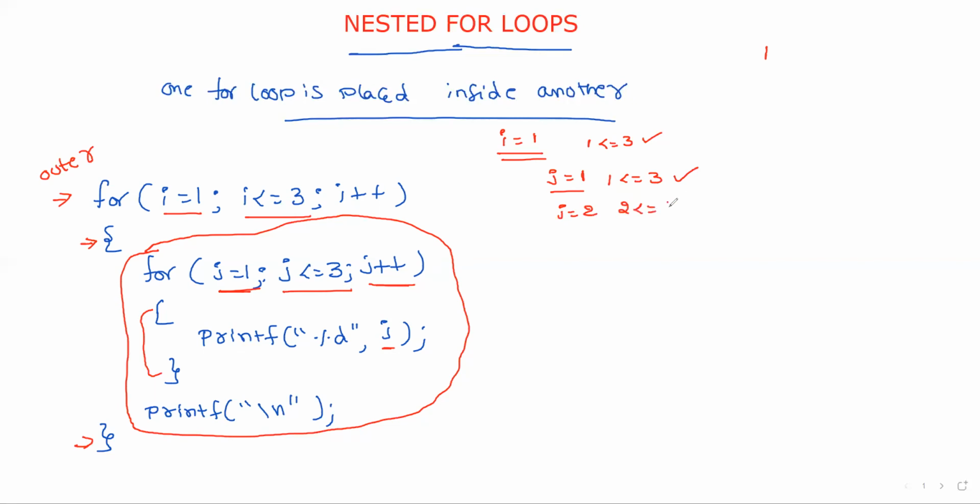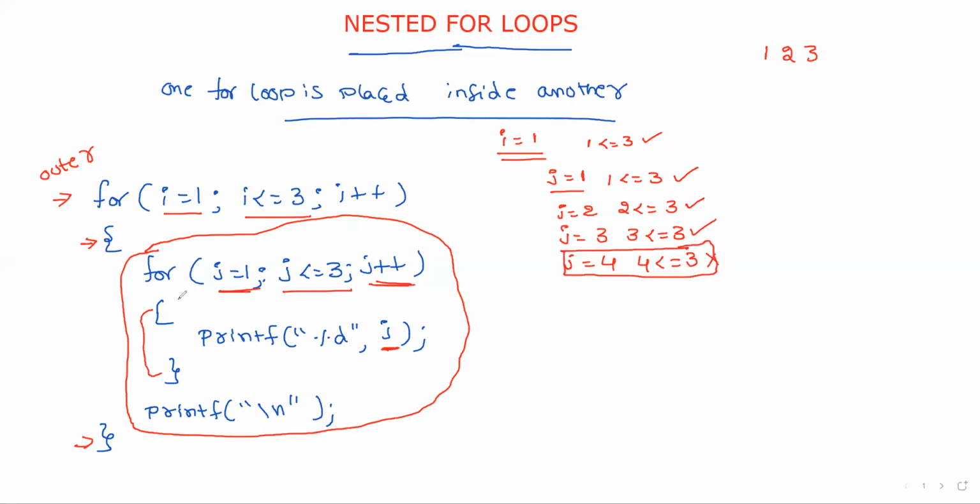2 <= 3. Again the condition is true. Enter into the loop. In the loop, it prints the j value. What is the j value? 2. 2 is printed. Again move to the updation. j = 3. 3 <= 3. Condition is true. Enter into this one. 3 is printed. Now again updation. j = 4. 4 <= 3. The condition failed. So this is not required for us.